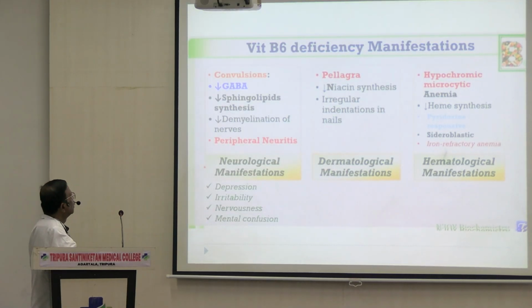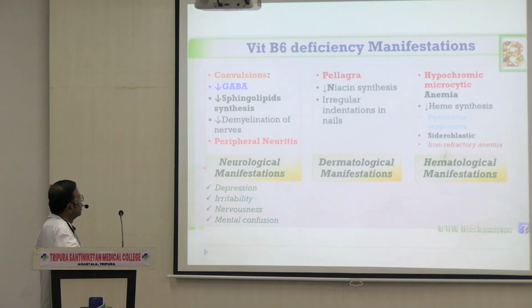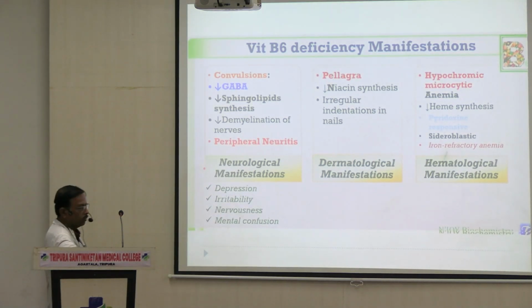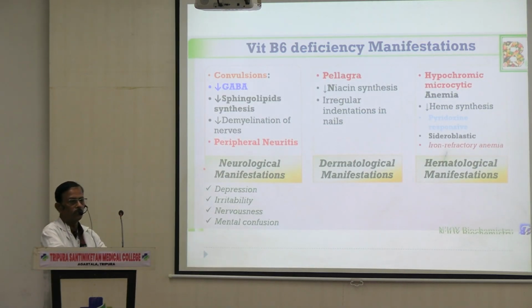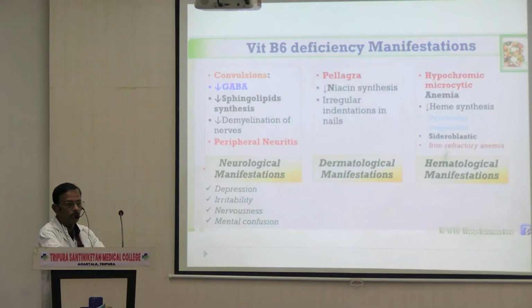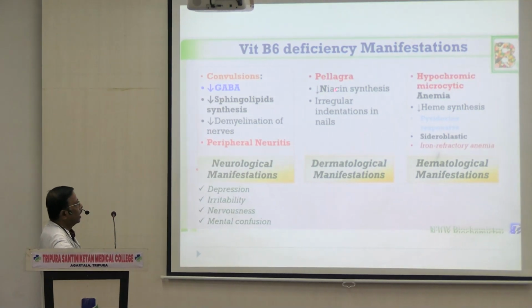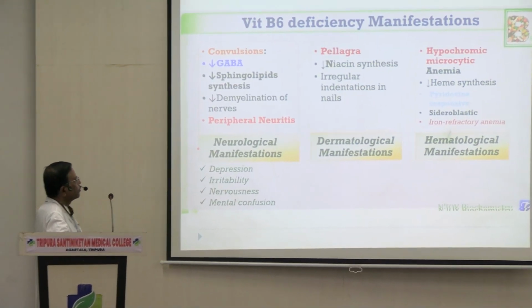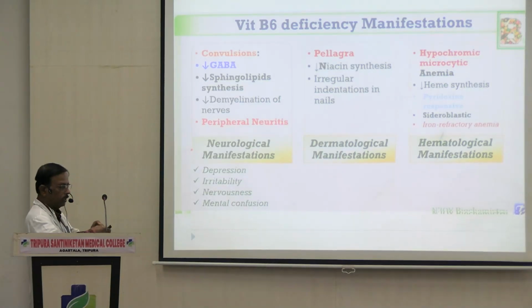So manifestations are convulsion due to decreased GABA, decreased sphingolipid synthesis leading to demyelination of the nerve, which will also cause peripheral neuritis. Pellagra, we have seen, is a disease of niacin deficiency. So here from tryptophan there is deficient niacin synthesis because of the PLP deficiency. So signs and symptoms of pellagra will be there in vitamin B6 deficiency also. Then irregular indentations of the nails will be there. Nails will be ridge-like.